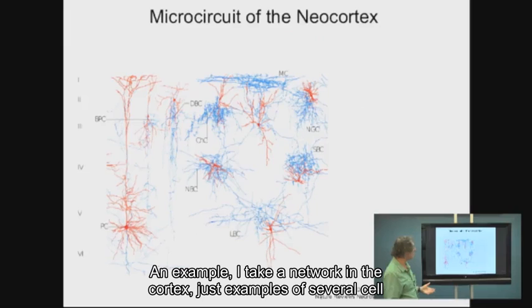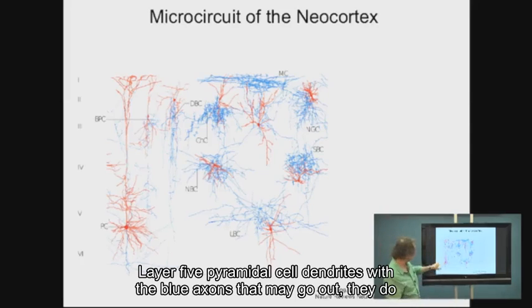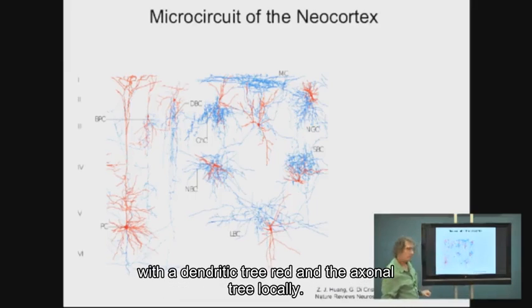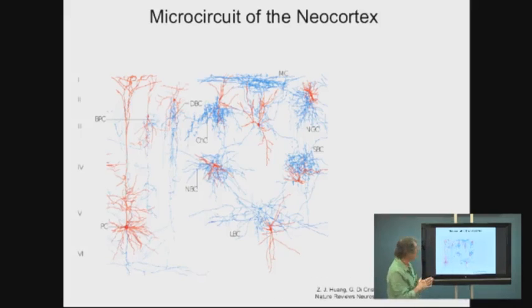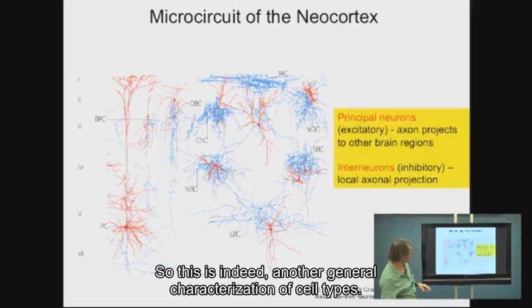As an example, I take a network in the cortex, just examples of several cell types. Immediately you see this big, beautiful layer 5 pyramidal cell with its dendrites and the blue axons that go out from this region to other regions. And you can see all these local neurons with the dendritic tree in red and the axonal tree locally. So this is indeed another general characterization of cell types.